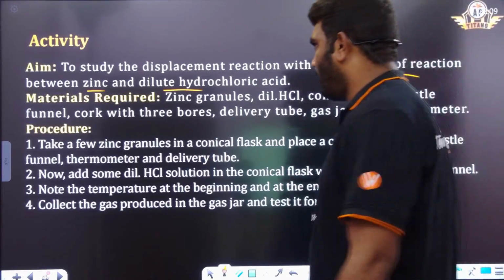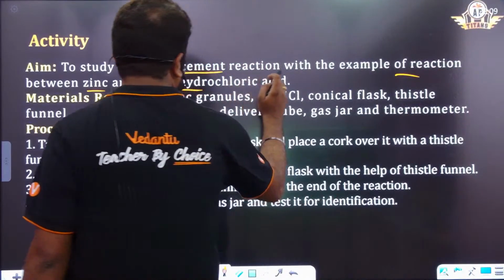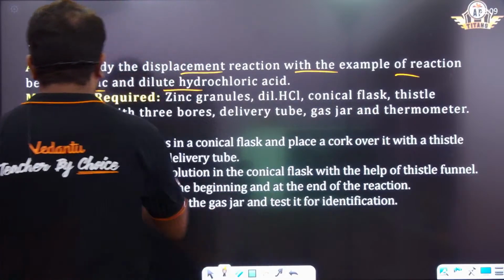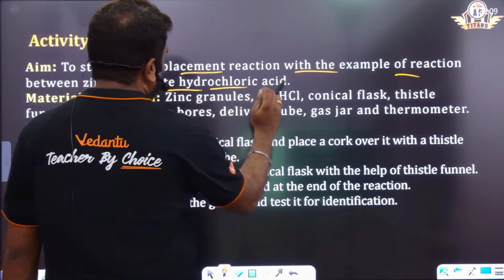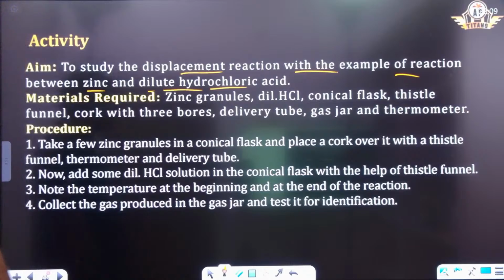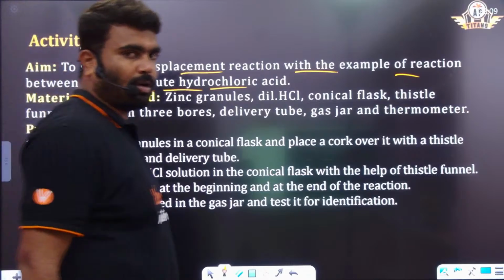So to study the displacement reaction with the example of the reaction between zinc and dilute hydrochloric acid. We are doing the reaction between zinc and dilute hydrochloric acid, okay?